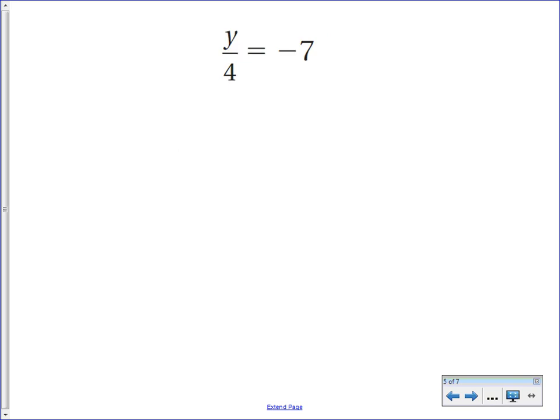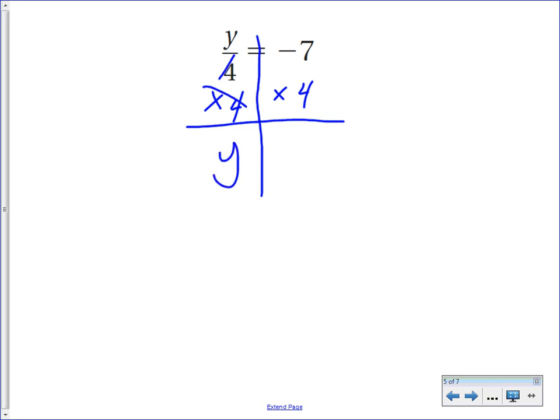Let's do one more together. This one has division. Again, I'm going to draw my line so that I know I'm doing it on both sides. y divided by 4 equals a negative 7. They're dividing by 4, so I'm going to do the opposite, and I'm going to multiply by 4 on both sides. The divide by 4 and multiply by 4 cancel out, leaving me with y. Negative 7 times 4 gives me a negative 28.